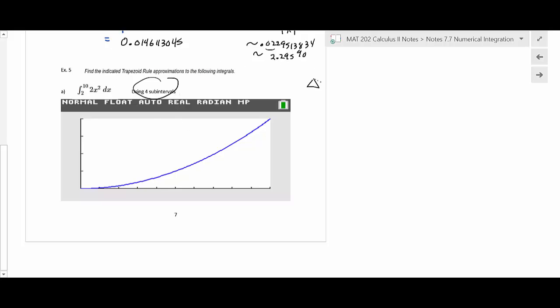We need to do delta x. So how do you do delta x? You do b minus a over n. That's telling you how to subdivide it. So what's b? B is 10. What's a? A is 2. And then n is the 4 subintervals I'm giving you. So that's going to be 8 over 4, which is equal to 2. So all that's going to mean is, did I give you guys this graph on your handout?